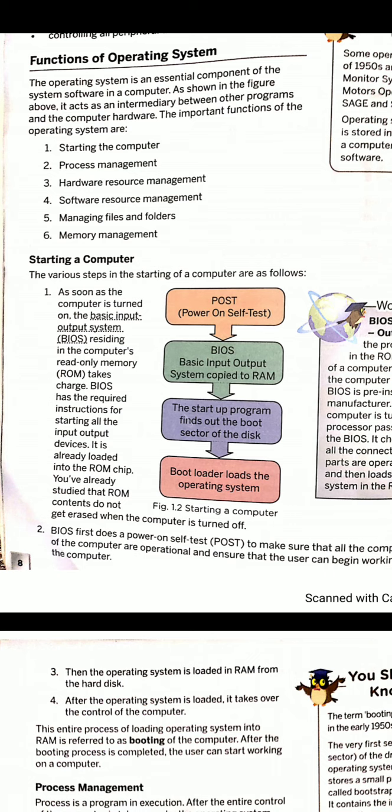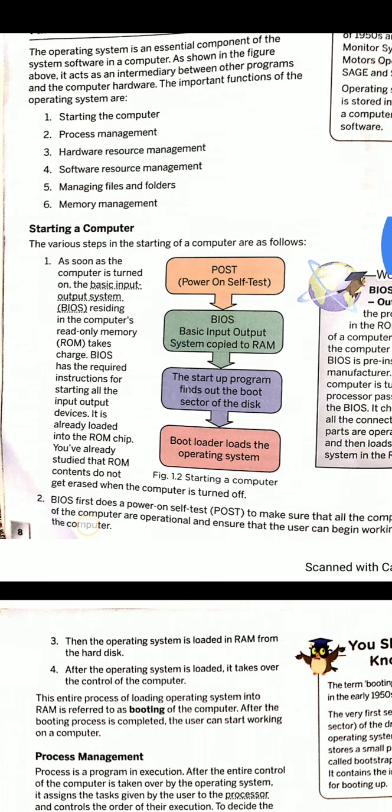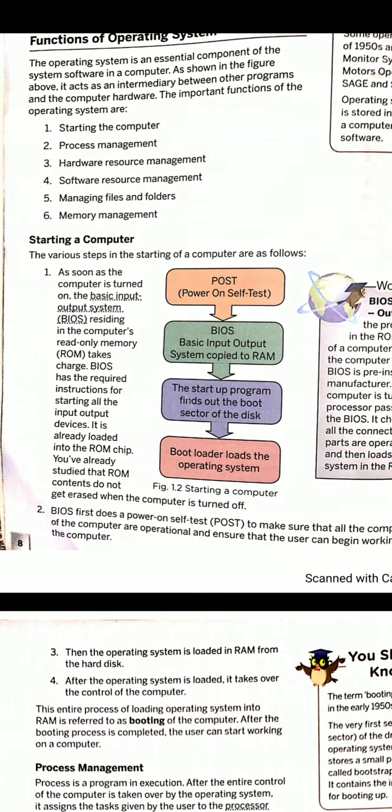There are further functions of operating system such as process management, memory management, security management, hardware resource management, software resource management, and peripheral management. It also provides a platform for the command interpreter. Whatever we command, it interprets each and every command with the help of compiler and interpreter.